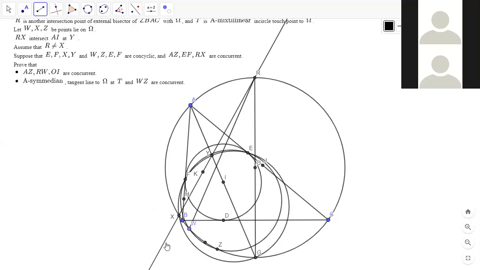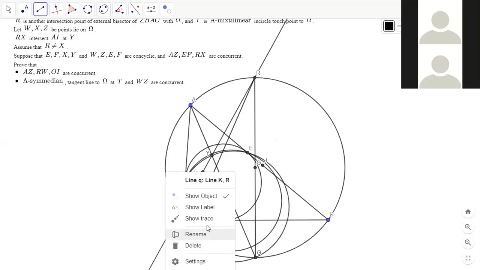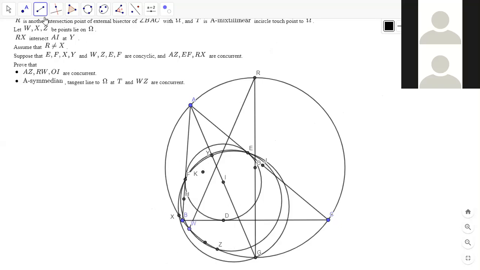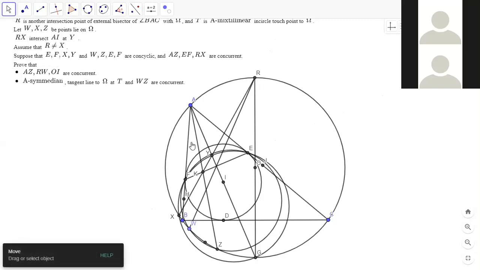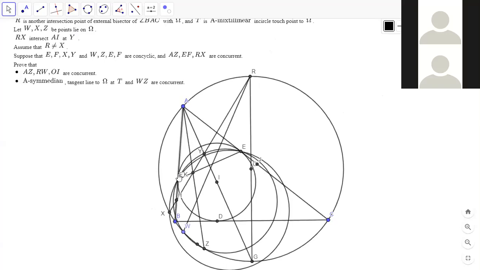Okay, so we have RX, AZ, and EF concur at K. And it almost looks like these also concur. So maybe that's something we have to prove. Maybe the radical axis theorem will help.